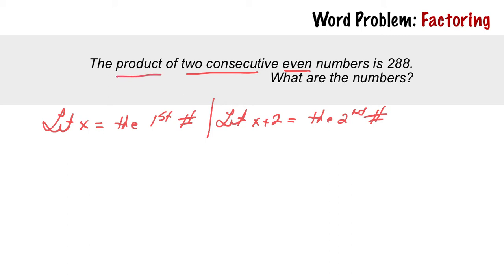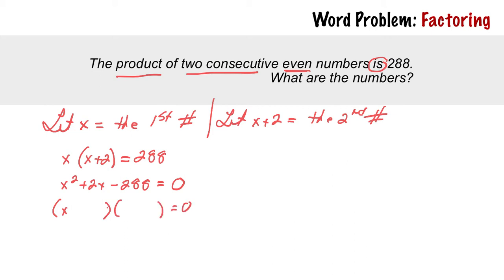Product means to multiply. So you take the first number, multiply it by the second, and that equals 288. Expand. Bring the 288 across. And now you've got it in standard form. Factor.